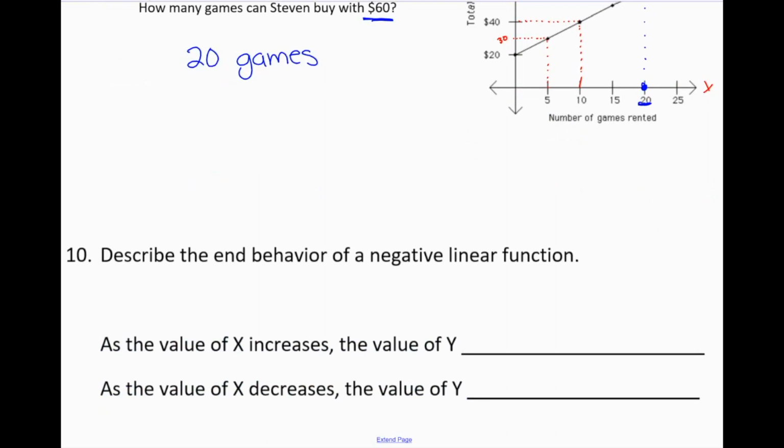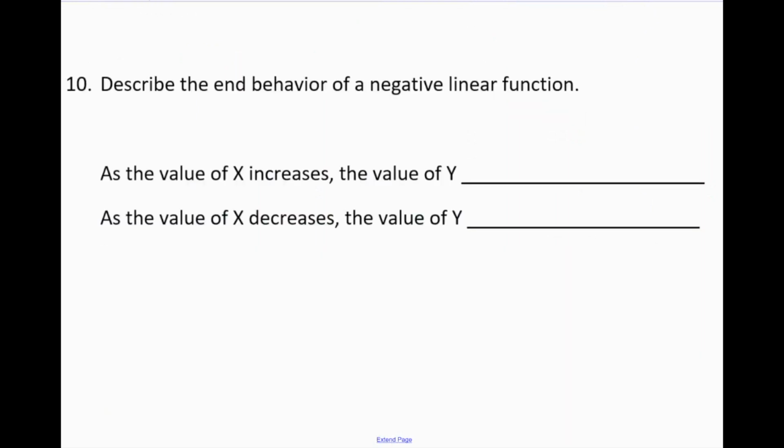Alright, and our number 10. It says describe the end behavior of a negative linear function. So first I need to identify what a negative linear function is. So I know negative, when something's negative, it's going down. And I know linear is a straight line. So it looks like I'm looking at a straight line that's going down.